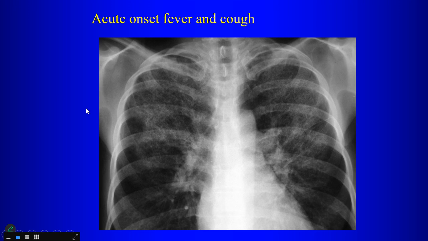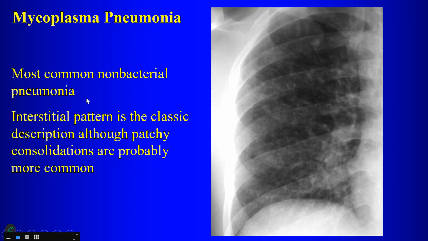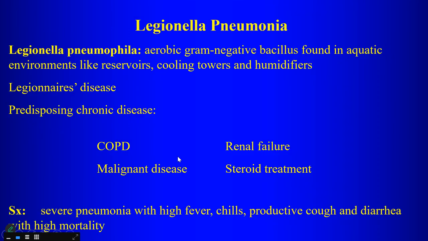Anything else? This patient is HIV positive, pneumocystis. Right. So around here we also consider pneumocystis. So atypical pneumonias, pneumocystis, viral, mycoplasma, can give you an interstitial pattern, at least in the beginning, and then as they get worse, you can develop alveolar consolidations. Mycoplasma pneumonia, the classic, most common non-bacterial pneumonia, gives the interstitial pattern, reticular opacities or reticular nodular opacities, more reticular, I guess.